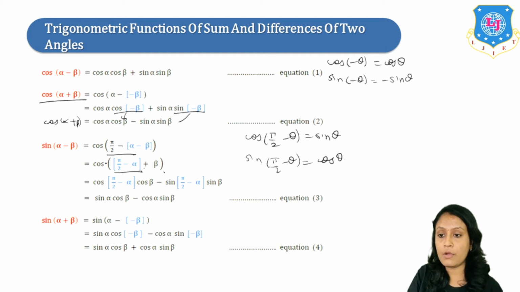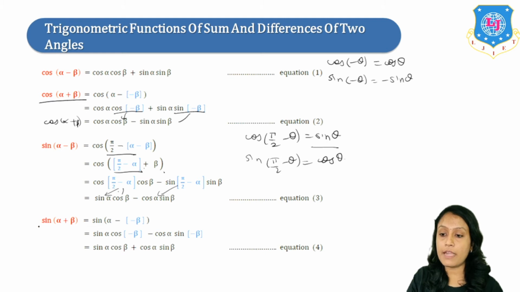Now apply the formula of cos alpha plus beta. So you will get cos alpha cos beta minus sin alpha sin beta. But here this whole alpha is pi by 2 minus alpha. Now we know that cos pi by 2 minus theta will give you sin theta, and sin pi by 2 minus theta will give you cos theta. So here it will come sin alpha, and here it will come cos alpha. So the formula of sin alpha minus beta will become sin alpha cos beta minus cos alpha sin beta.